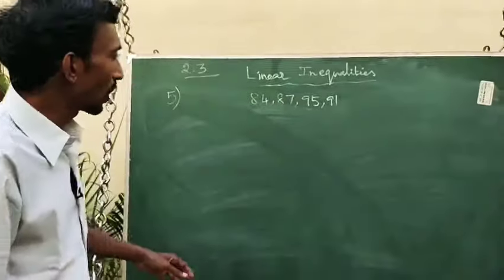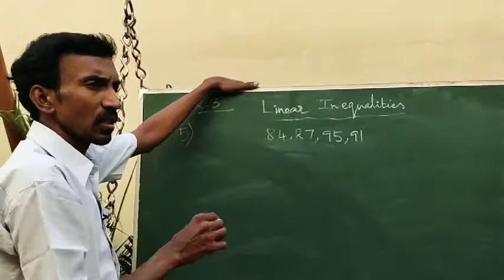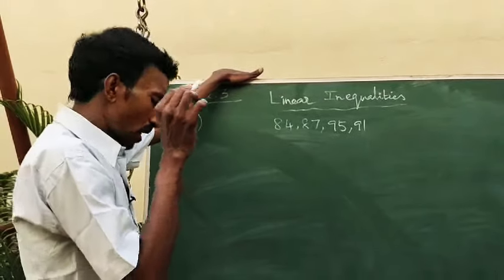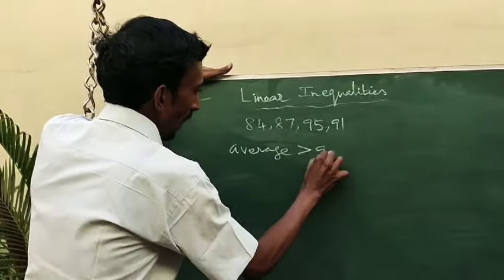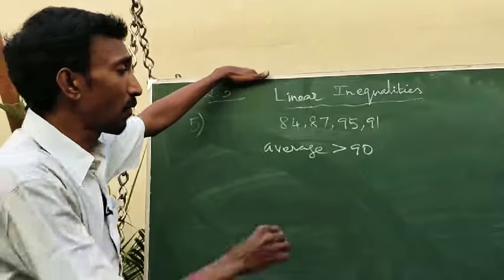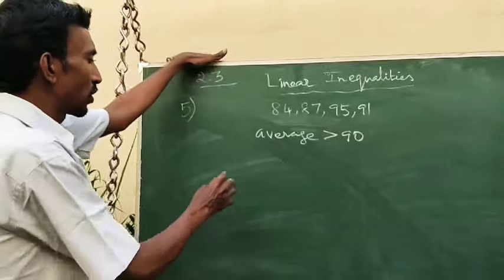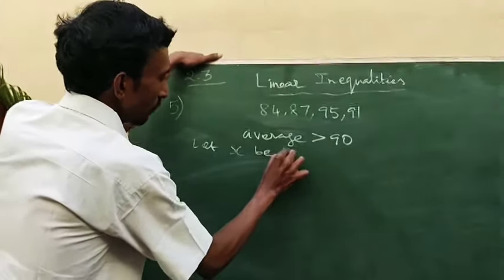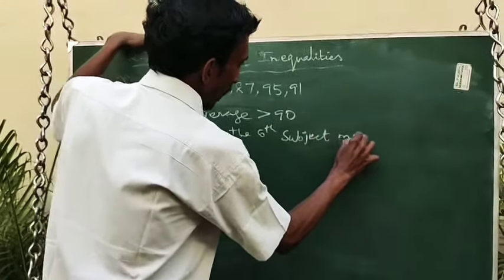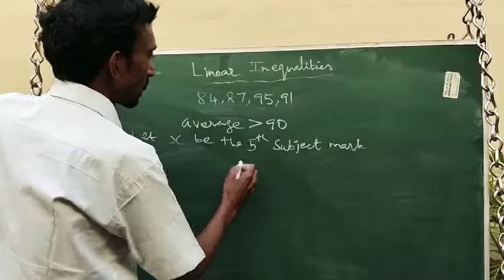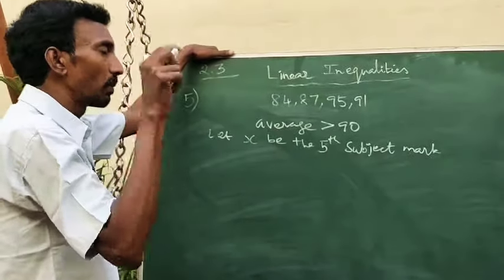Listen here, out of 5 subject marks, 4 subject marks are given. Here the aim is that the average is greater than 90. Okay, so the average of 5 subject marks is greater than 90. So 4 subject marks are given. So let me assume x is the 5th subject mark. So our aim is average greater than 90, and also, what is the minimum mark.